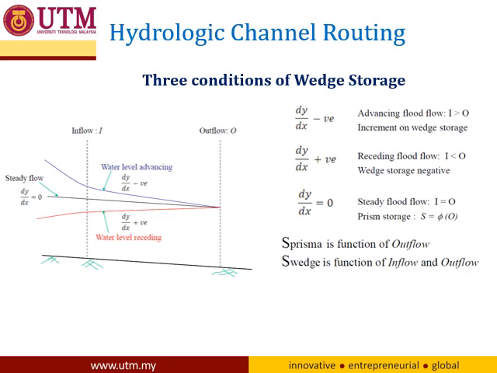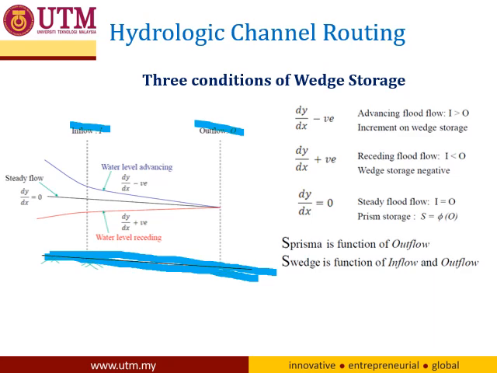Okay, so here is more explanation on the wedge storage. Remember, wedge storage is the additional volume of water going in the channel, so it is called wedge storage. If you look at it this way, this is the y-axis, and this is according to chainage, according to some distances. So we have an inflow and we have an outflow.